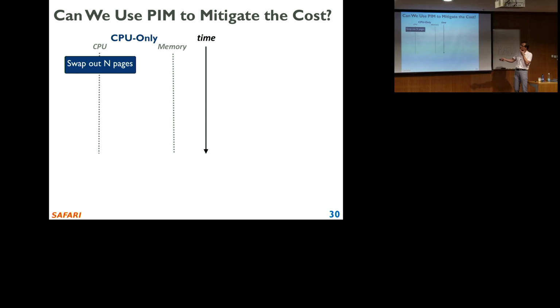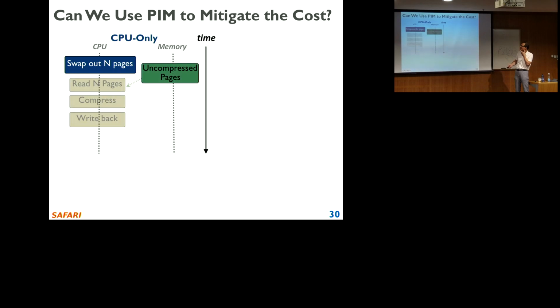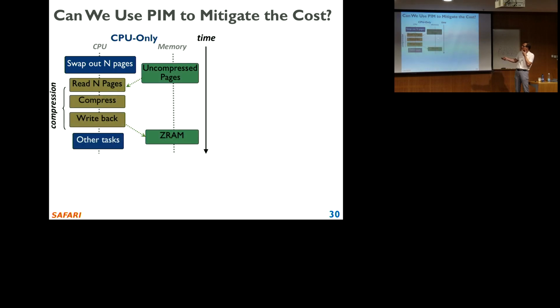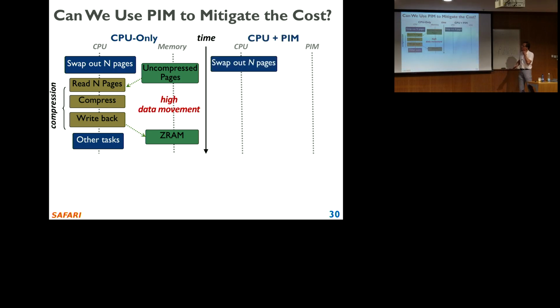So this is the CPU-only timeline of execution. You swap out N pages to memory, and you have some uncompressed pages, and you compress them and put them back in ZRAM. So the CPU is basically on the critical path. It turns out people can actually use compression accelerators, but it doesn't reduce the data movement. It accelerates the compression itself, but it doesn't reduce the data movement. So we wanted to reduce the data movement.